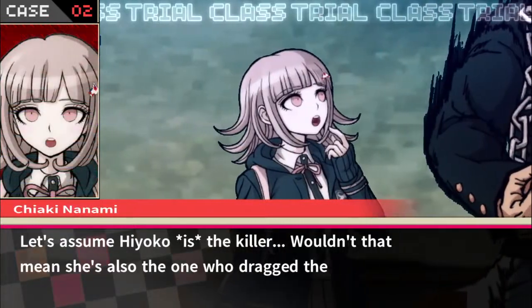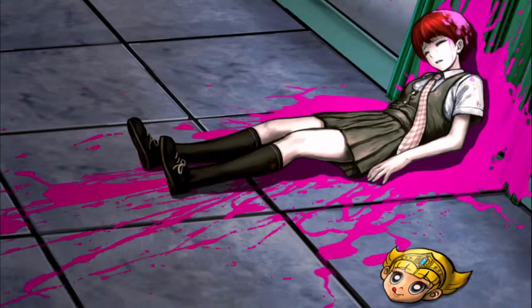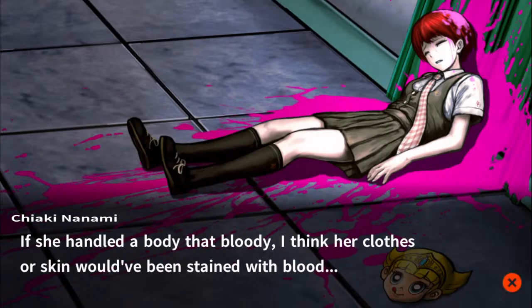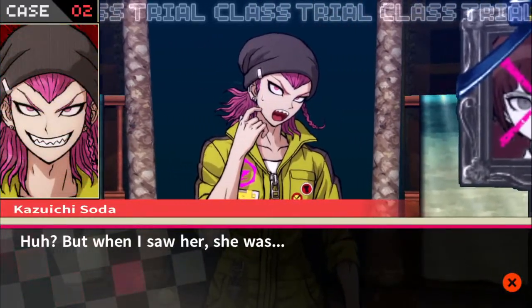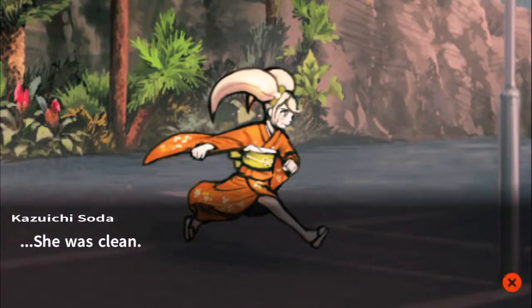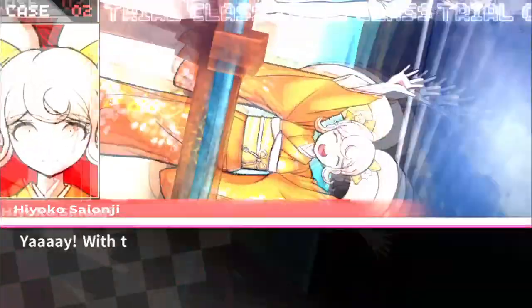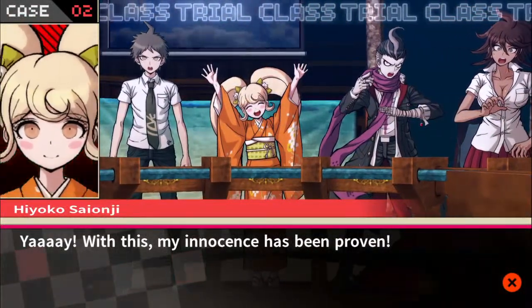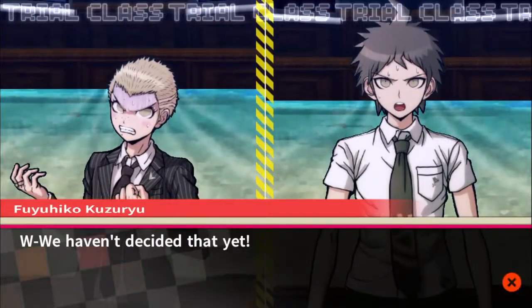Let's assume Hiyoko is the killer. Wouldn't that mean she's also the one who dragged the body? If she handled a body that bloody, I think her clothes or skin would have been stained with blood. But when I saw her, she was clean. See? I told you I wasn't the killer! Yay! With this, my innocence has been proven! I won't let you look down on me! We haven't decided that yet!